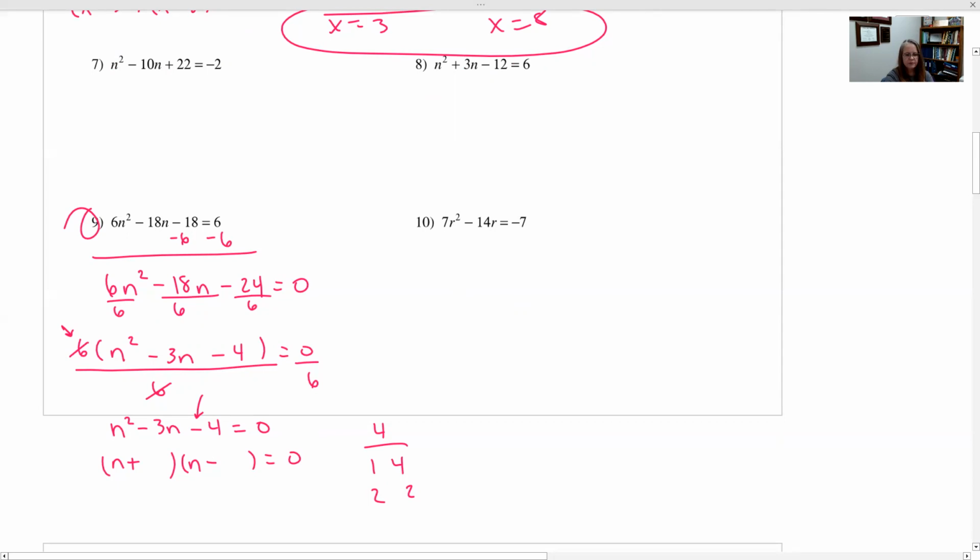So the difference of 1 and 4 is 3. The difference of 2 and 2 is 0. I want the factors that have a difference of 3. 1 and 4 did that for me. And so since my signs are different, and this 3 is negative, then my bigger factor goes with the negative.